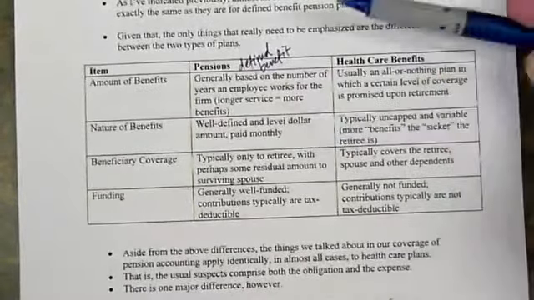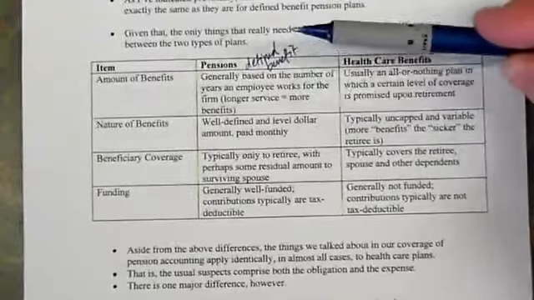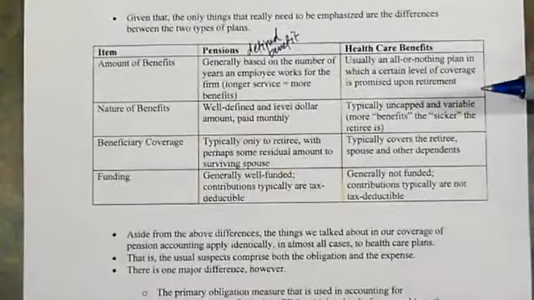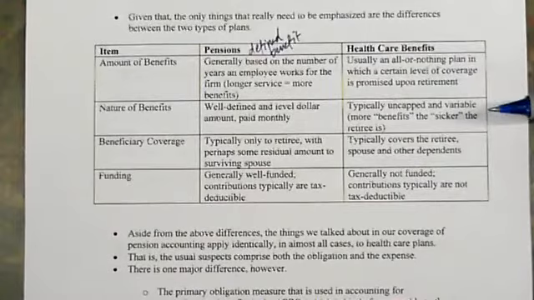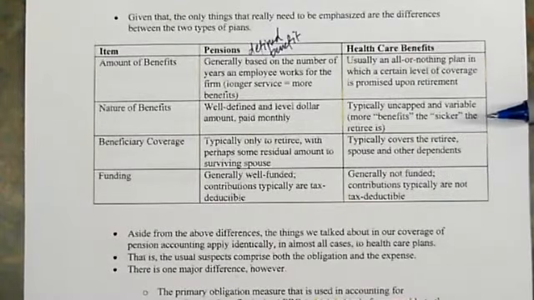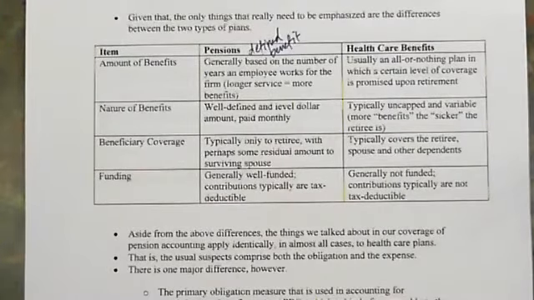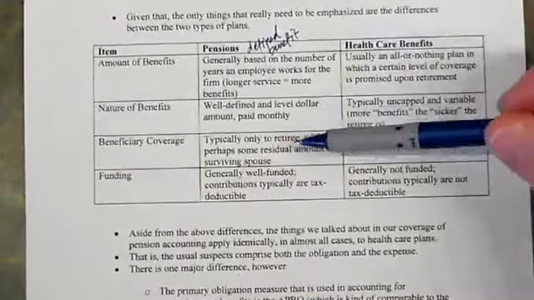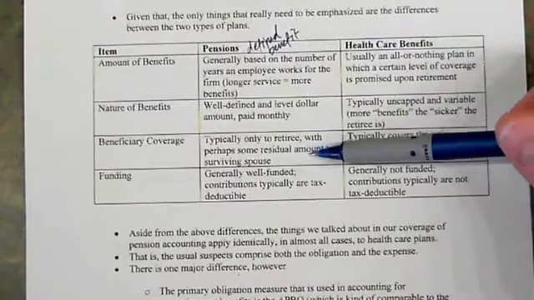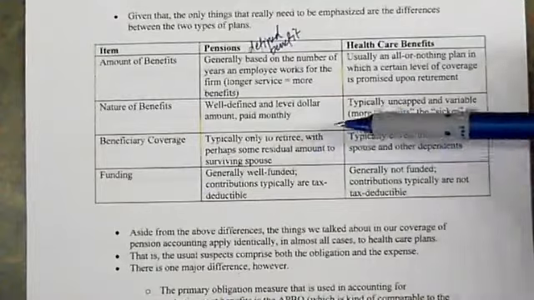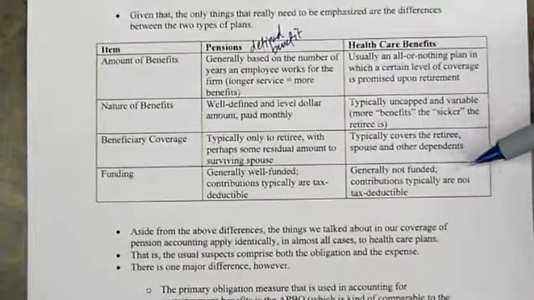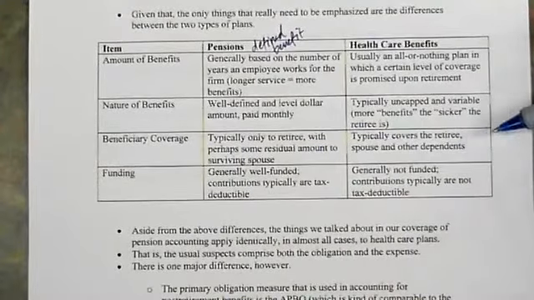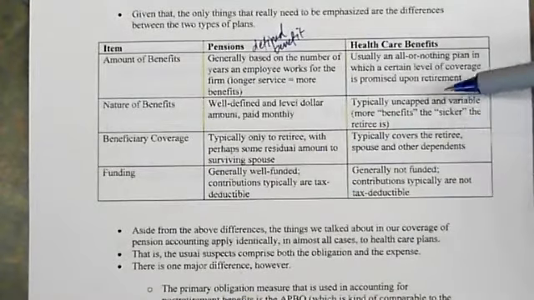Like I said, the nature of the pension benefits are well-defined, paid monthly. It's a defined benefit. And for healthcare benefits, they are uncapped, variable, right? The sicker you are, the more is paid. So this is not something that is easily estimable. The coverage is going to be to the retiree, to the person who was employed, and maybe some to a surviving spouse. With healthcare benefits, it's everybody, right? It's the retiree, their spouse, their dependents, etc.